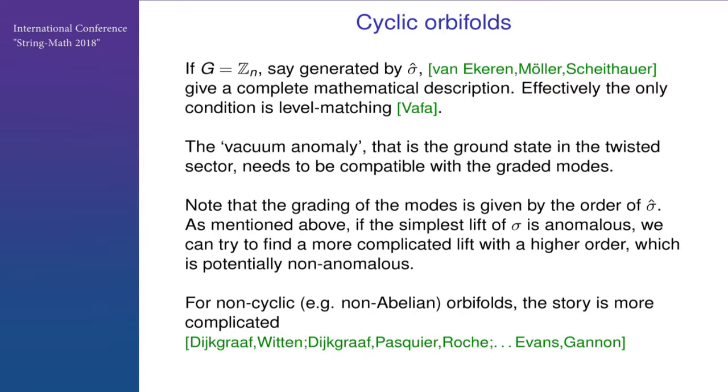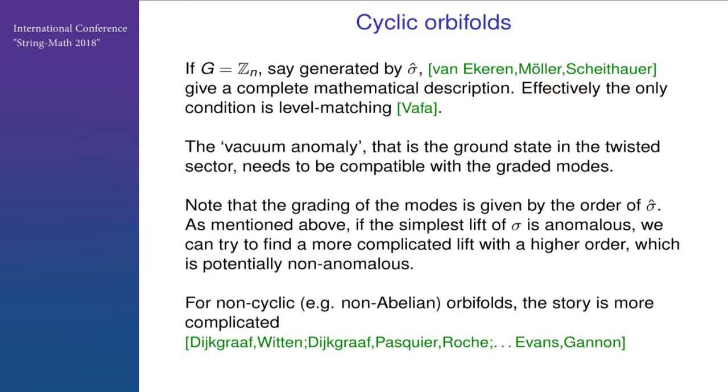So level matching simply means that the weight of the ground state in the twisted sector has to be compatible with the fractional moding of the modes of the Heisenberg algebra. So the point is, in particular, this fractional moding is given by 1 over the order of the automorphism group.